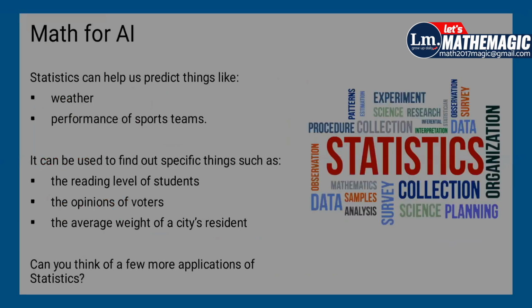Now this is the math for AI that I have already told. I've just taken a sample picture. Statistics can help predict things like weather or the performance of a sports team. So basically statistics is data handling. It has lots of data which we put in for training the machine, and it will analyze the data. Based on that analysis, it will give us some feedback.